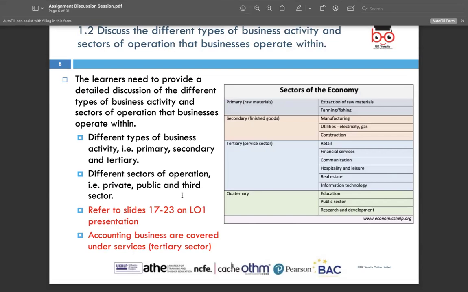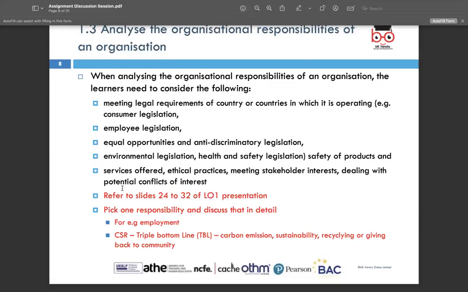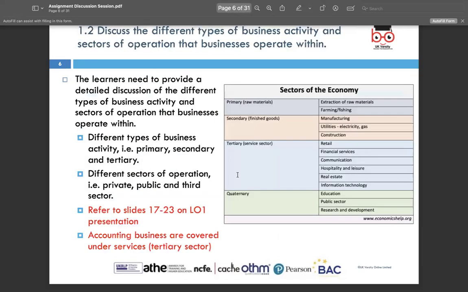We also discussed primary sectors, such as fishing businesses, farming apples, and turning apples into various apple juice and apple-related products, then secondary sectors, tertiary sectors, and quaternary sectors. So you can visit slides 17 to 21.